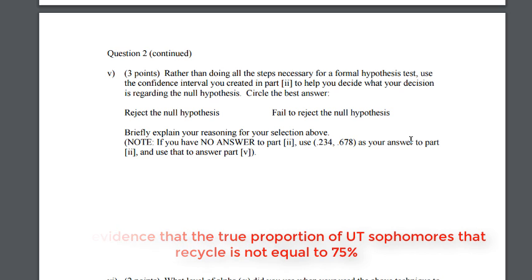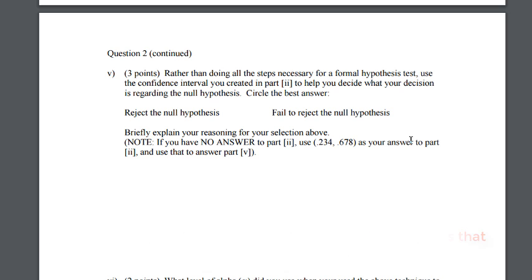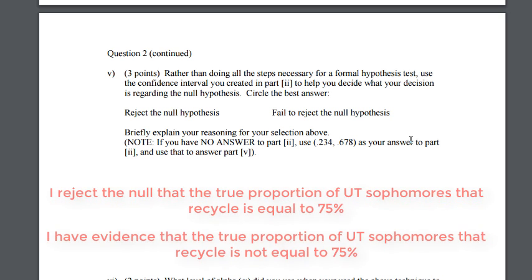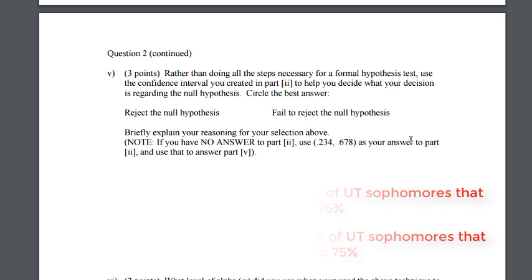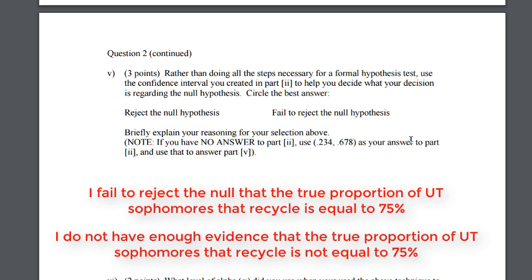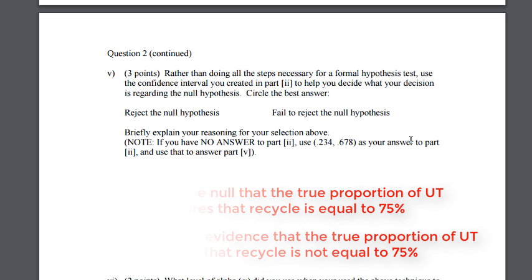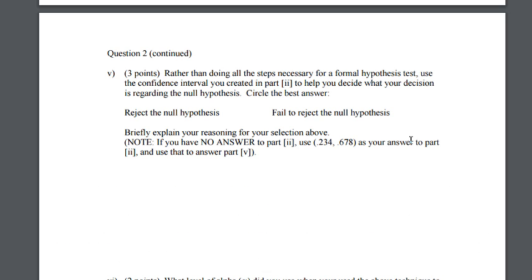And if you notice, anytime it asks for in context of the problem, all I have to do is say, I reject the null. I have evidence for the alternative. Now, if 75 had been in the interval, I would have to say, I fail to reject the null. I do not have evidence for the alternative. And all you have to do is then state your null and alternative again. So make sure to know how to say things in context of the problem. It all goes back to how you wrote your null and your alternative.